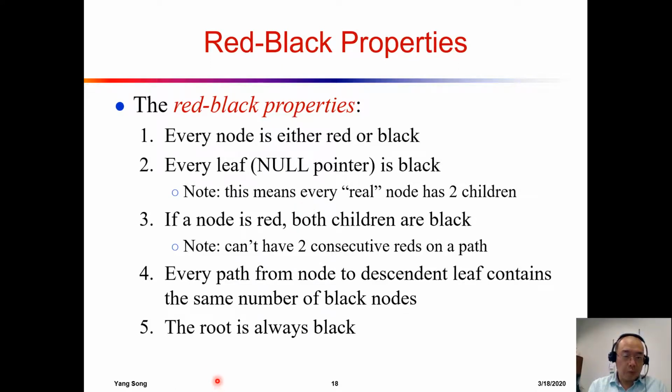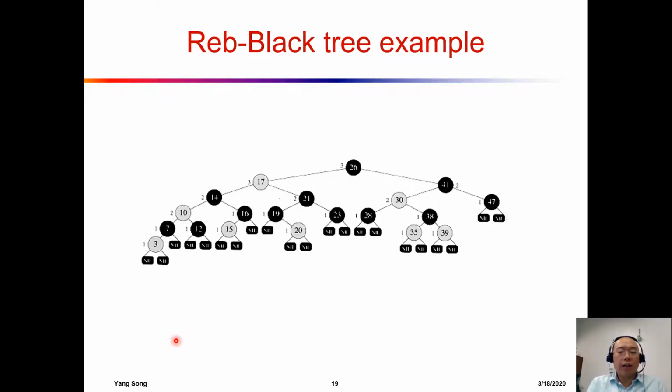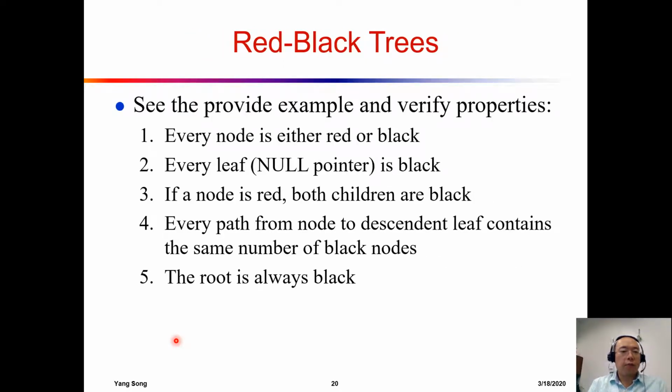And the last one, the root is always black, so we can see here. So the next part, we want to use the example to verify all the properties, and we kind of have already done that. So all those 5 properties should be true to make a red-black tree valid.